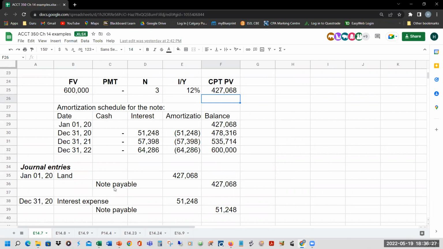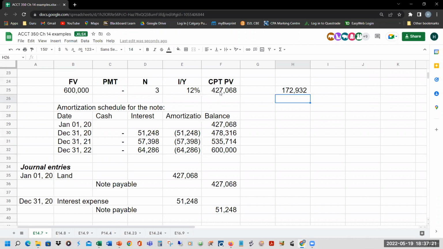Now, what happens subsequently? Subsequently, because the note has been issued at a discount to its face value, the face value is 600,000. So on Jan 1st, 2023, Spartan will have to pay $600,000 to the other party. Right, but Spartan is only recording the note right now for $427,000. So there is a gap, right? There is a gap of 600,000 minus the 427,068. The difference is 172,932. That difference, ladies and gentlemen, is the total amount of interest that Spartan is going to have to bear as a result of purchasing this land in exchange for a note payable.